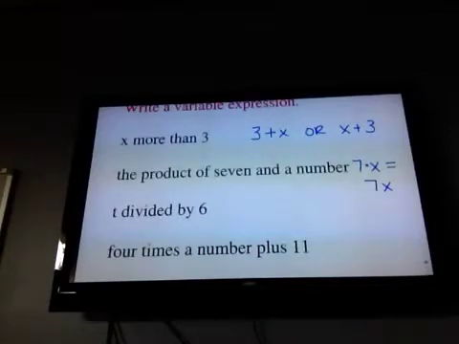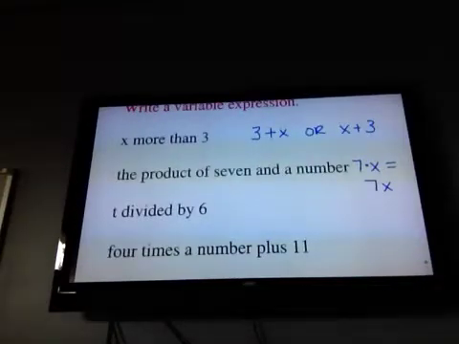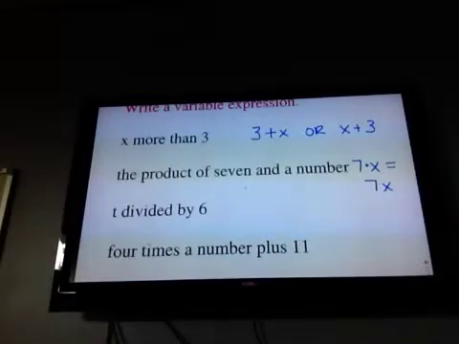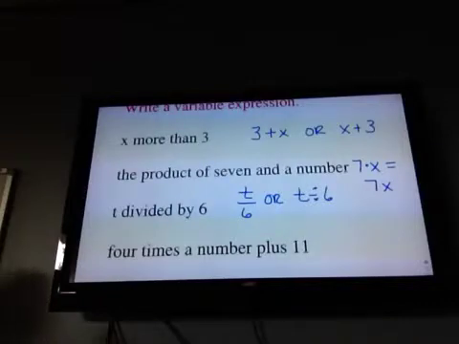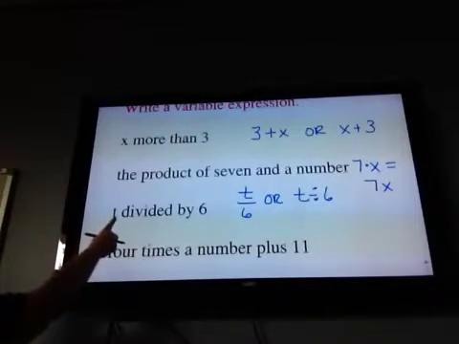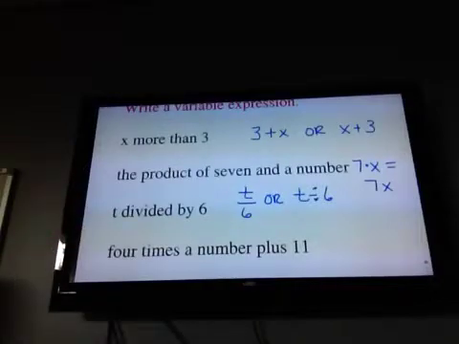T divided by 6. Wow, that's one of those obvious ones. Okay, I do like to write mine as a fraction, because when you start doing word problems with division, you want it as a fraction. You don't want it with a division symbol. But right now, because it doesn't matter, I would accept that. Whatever they tell you first, like T here, goes first or goes on top.